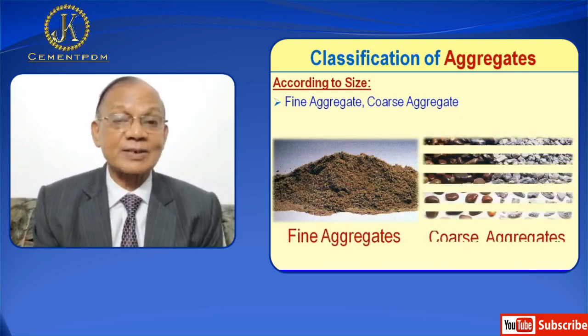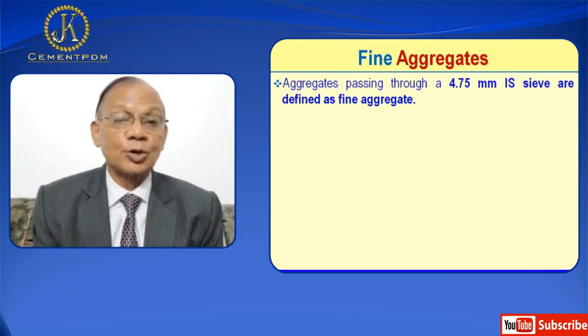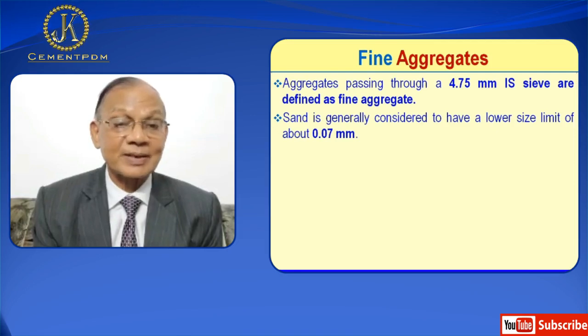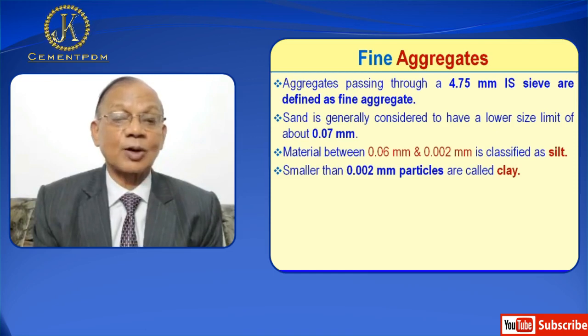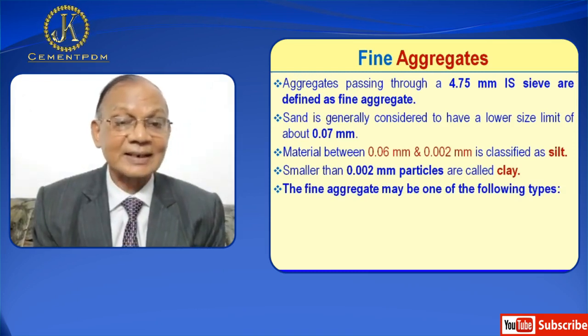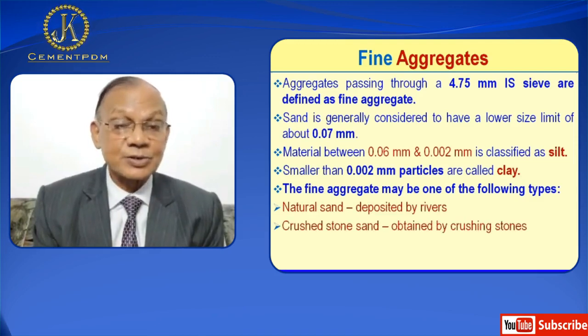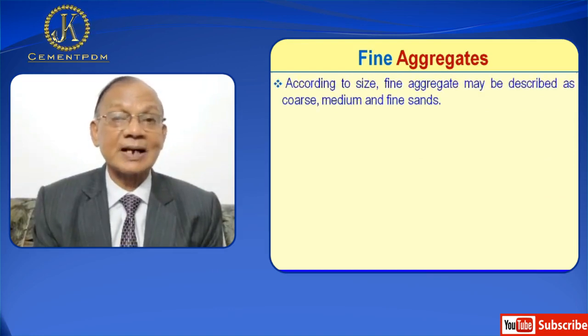Aggregates passing through a 4.75 mm IS sieve are defined as fine aggregate. Sand is generally considered to have a lower size limit of about 0.07 mm. Material between 0.06 mm and 0.002 mm is classified as silt. Smaller than 0.002 mm particles are called clay. The fine aggregates may be one of the following types: natural sand deposited by rivers, crushed stone sand obtained by crushing stones, and crushed gravel sand obtained by crushing natural gravel. According to size, fine aggregate may be described as coarse, medium, and fine sand.